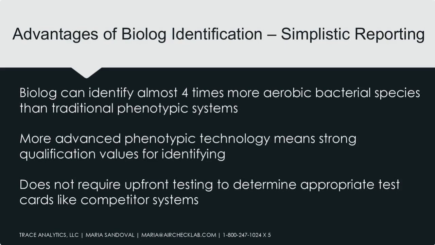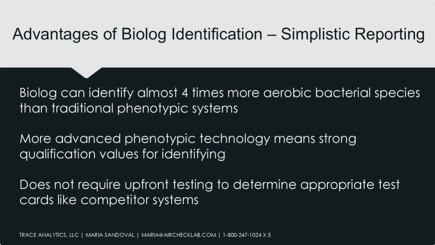There are some other systems out there like the Vitek, things like that, and it's a little bit more advanced because of the strong qualification values. I talked a little bit about that. What does it mean to have a qual value? That is when you're looking at the library and the known compared to your phenotypic fingerprint, and then it gives you the qualification value for that.